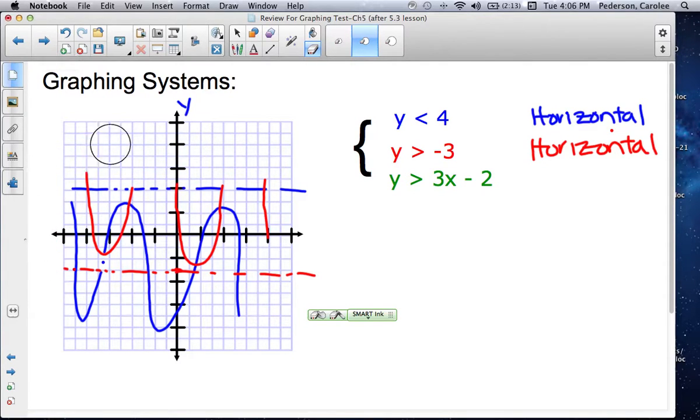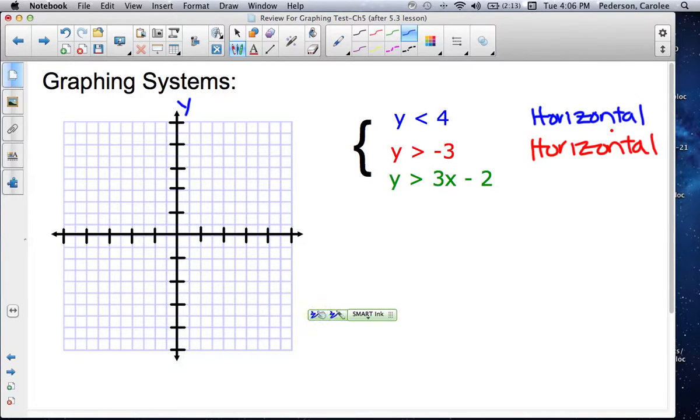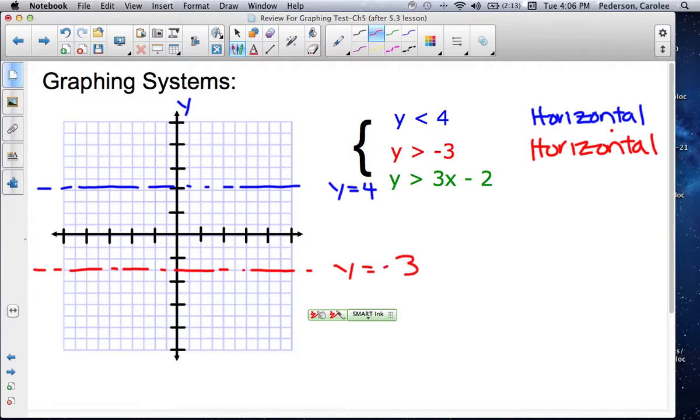So let's just erase this for a minute. There's our y equals 4. Here is our y equals -3. And if we want to just remember that our solution so far is between those 2 inequalities. So we'll just remember that. Now let's graph the last inequality.